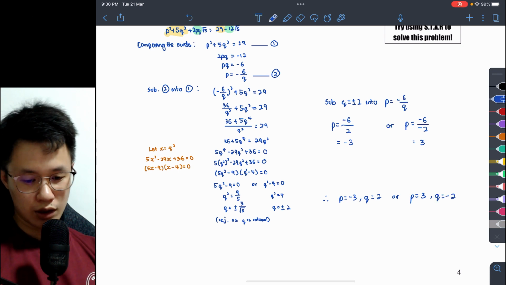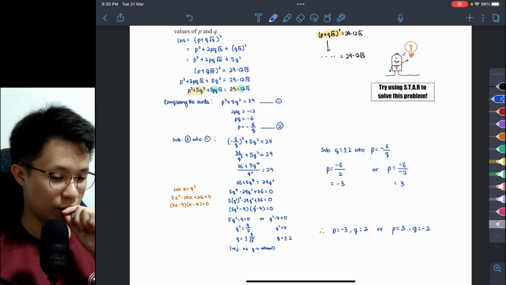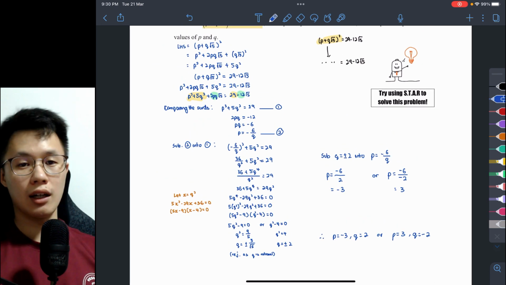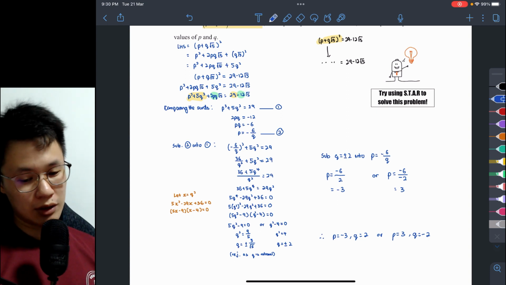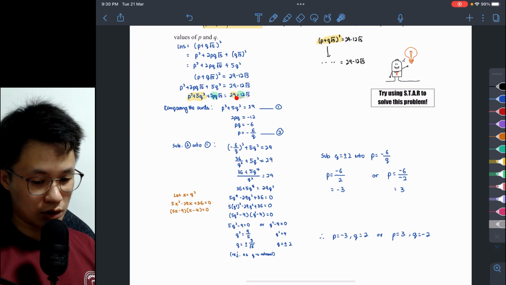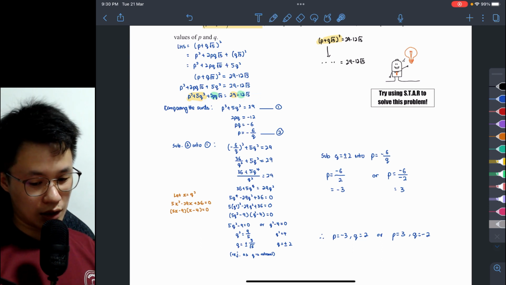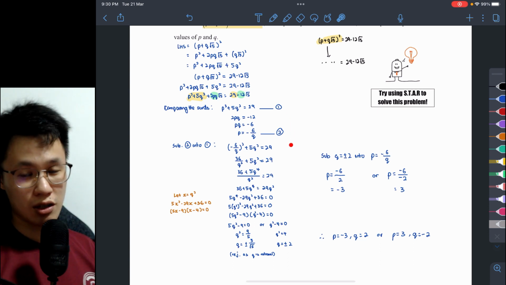A pretty long question, but there are actually a few main ideas here. One is you make the left hand side of the surd, the unknown one that you're trying to find, look similar to the right hand side. This is the first step here, and then the second step is to do your simultaneous equations.